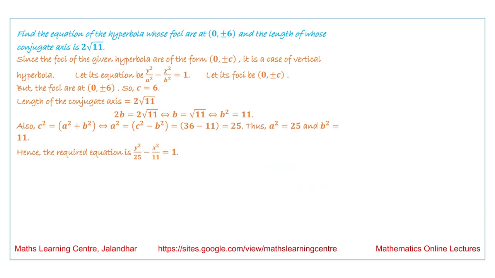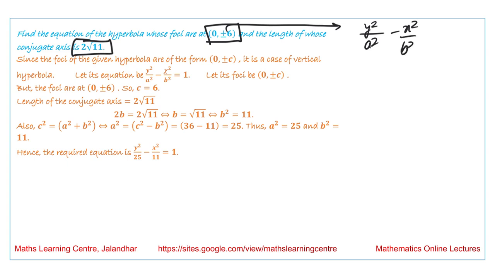Next is find the equation of the hyperbola whose foci are (0, plus minus 6) and length of whose conjugate axis is 2 root 11. So again, from this it is clear that we are talking about a vertical hyperbola. It is y square over a square minus x square over b square is equal to 1. The value of c is given to be 6, and length of the conjugate axis means the value of 2b is given to be 2 root 11. So the value of b is square root 11 and b square is 11.